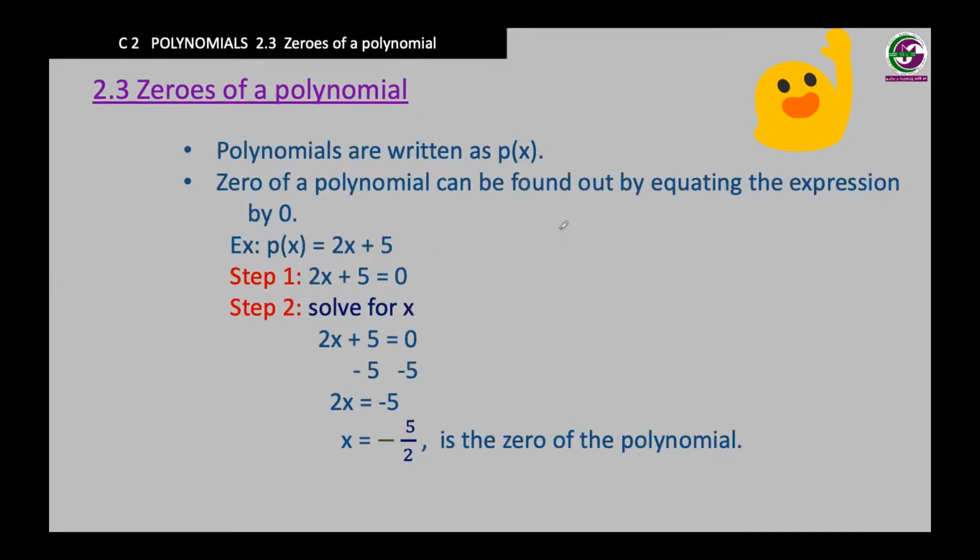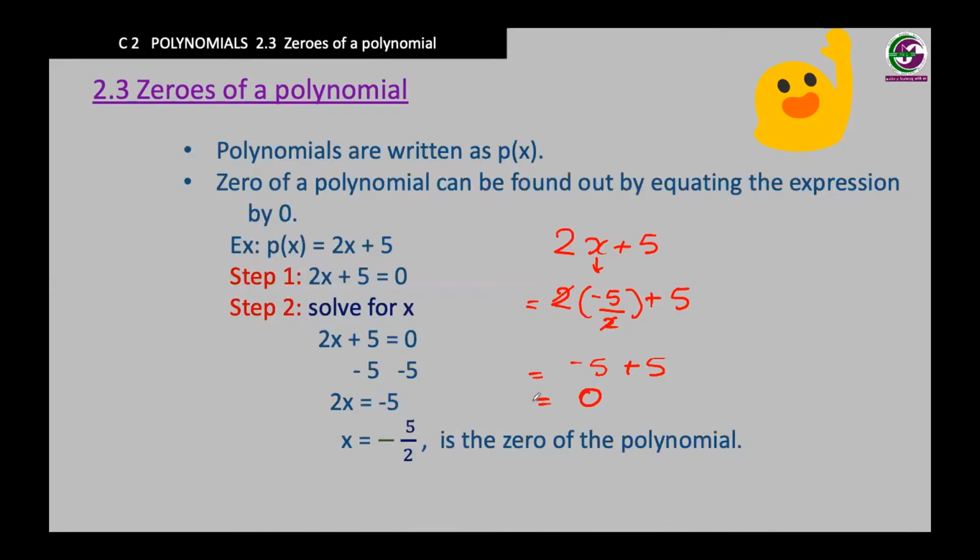Our expression was 2x plus 5. Now we are going to replace the value of x by the answer that you got now. 2 times negative 5 by 2 plus 5. And you know 2 is in the numerator and this 2 is in the denominator. They get cancelled. So what's the answer that we get here? Negative 5 plus 5, which is equal to 0. That's why the name is zero of a polynomial.